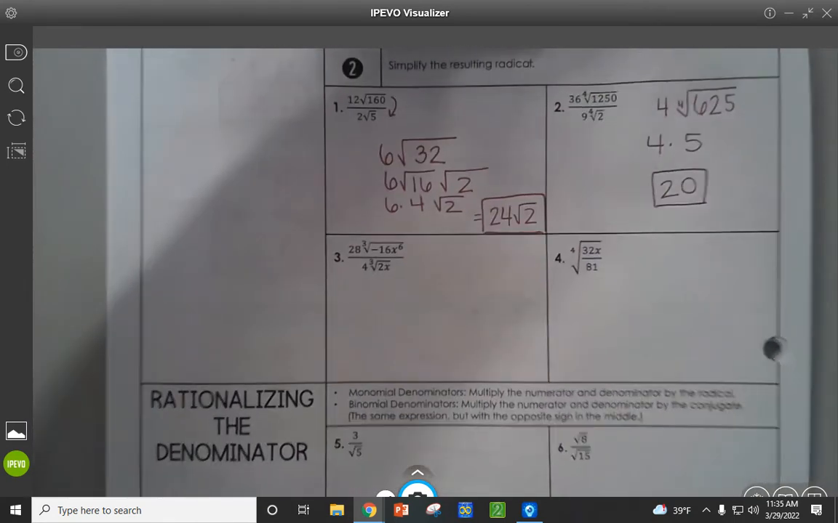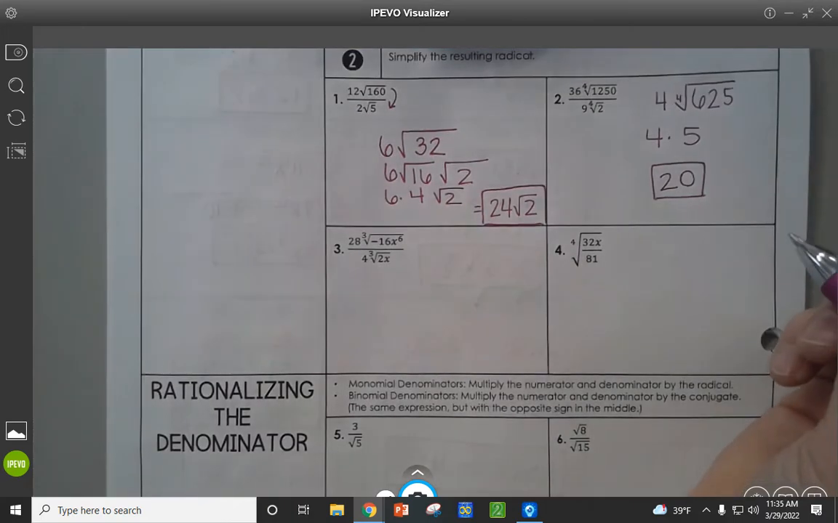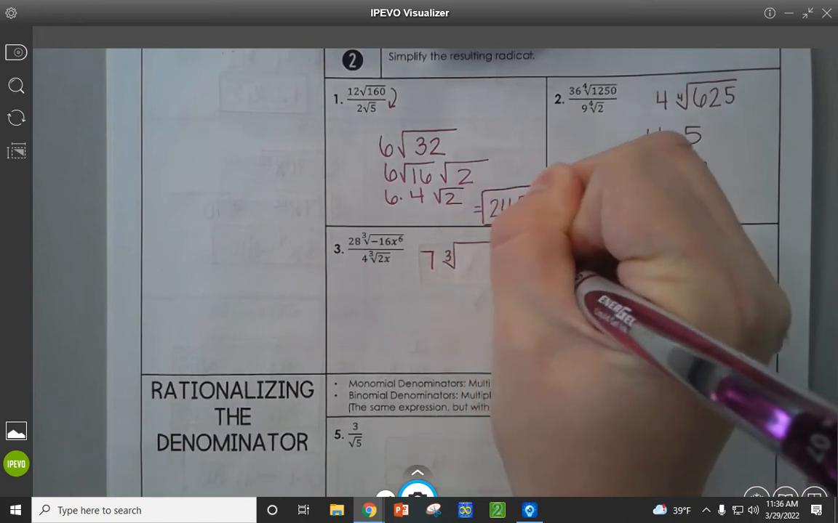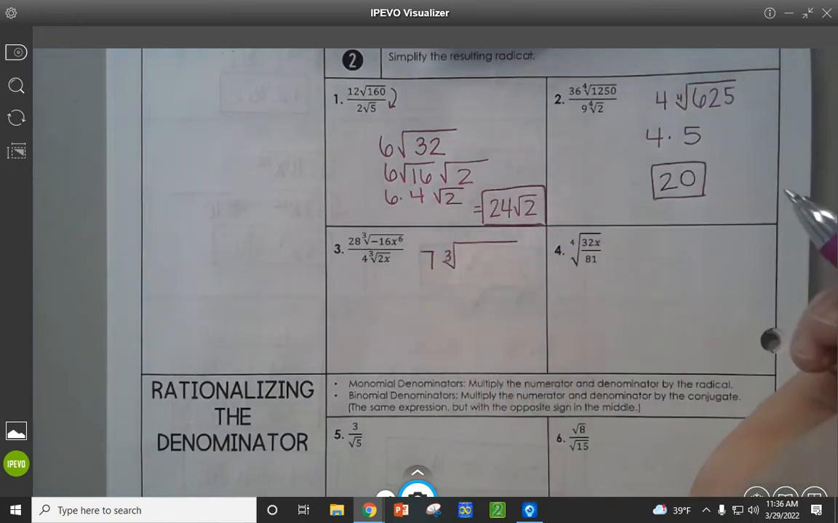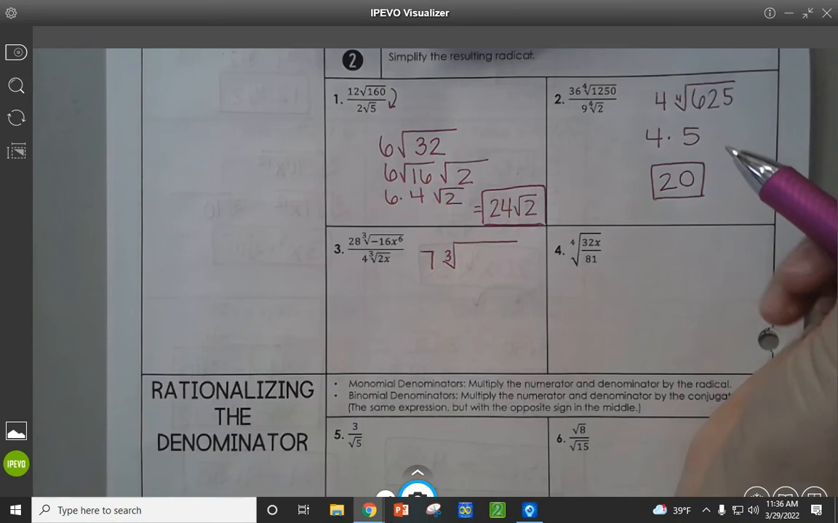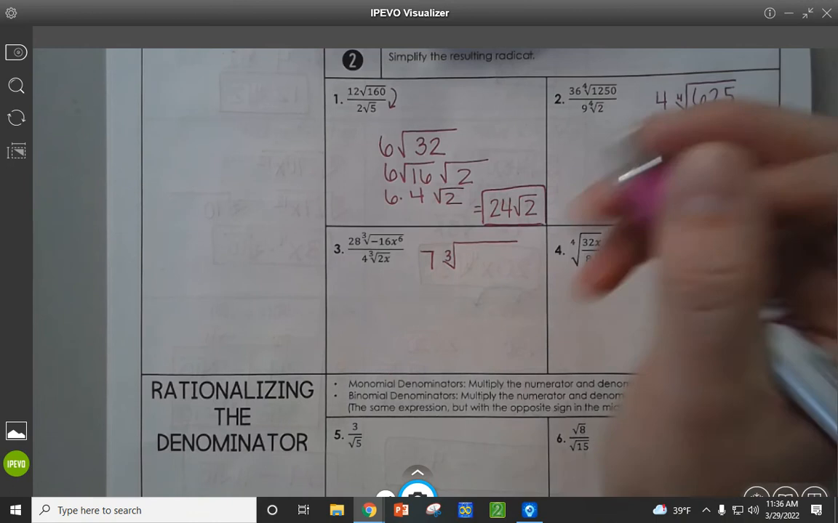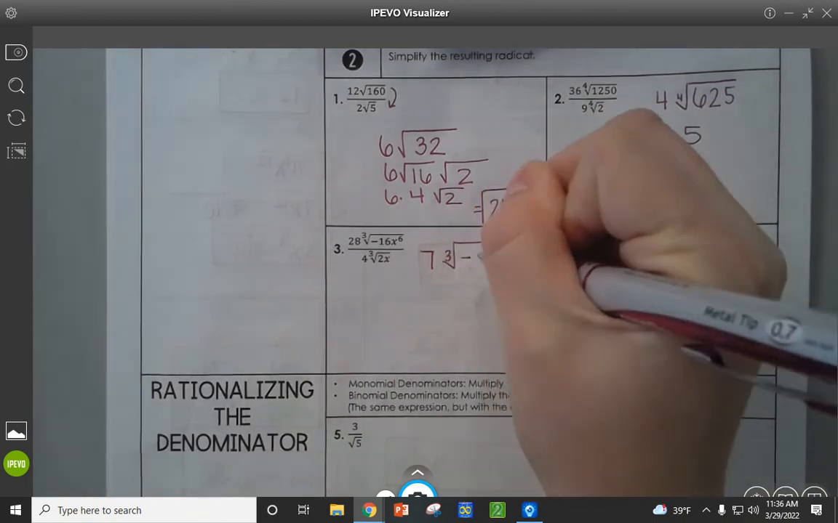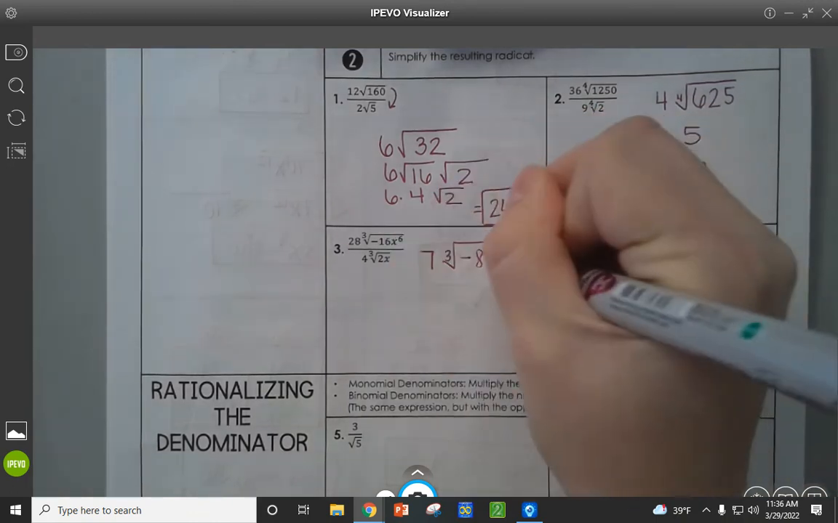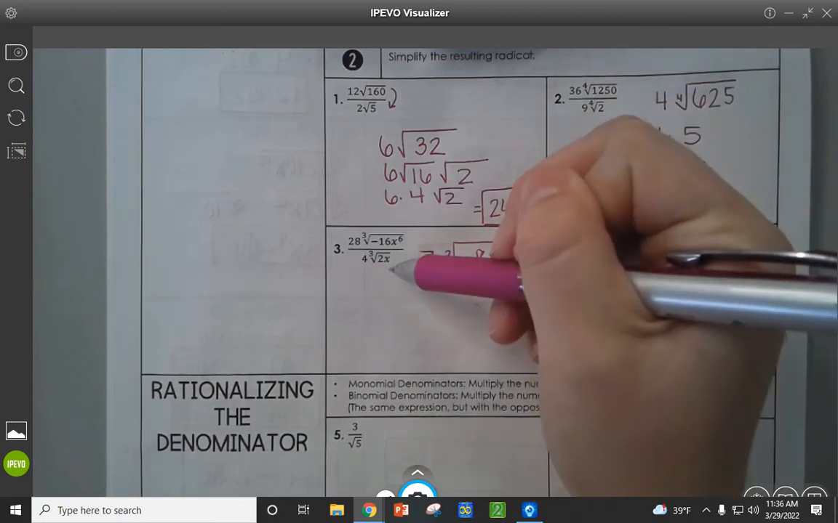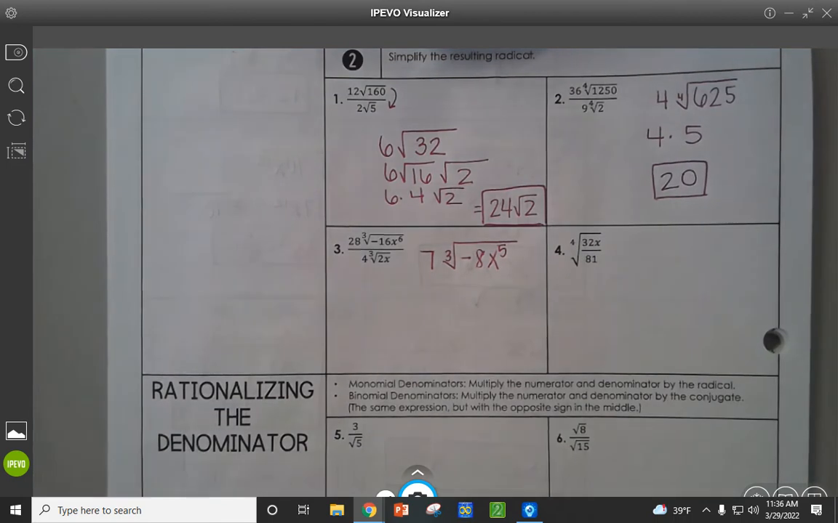Number 3. 28 divided by 4 is 7. And then we have the cube root. Negative 16, x to the 6th divided by 2x is negative 8, x to the 5th, because you have 6 on top and 1 on bottom. And think about if you were to cancel off one of the x's, you're left with x to the 5th there at the top. Good job.